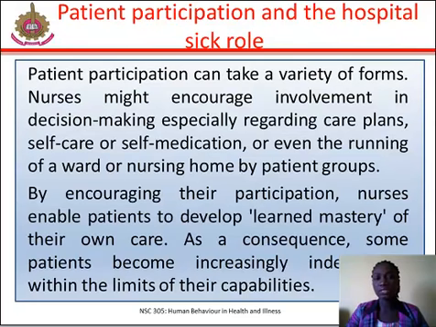Patient participation in the hospital sick role. It has been discovered that patients who take part in developing and evaluating their care plan goals showed significant improvements in goal attainment compared to those whose goals were developed and evaluated by staff alone.